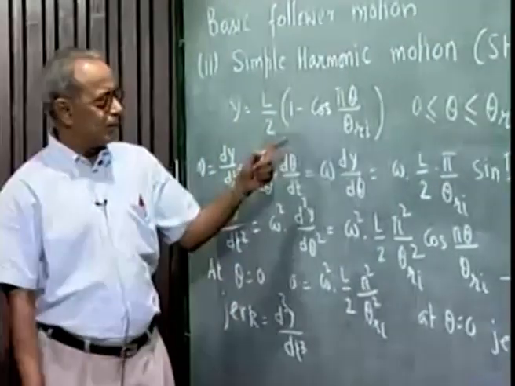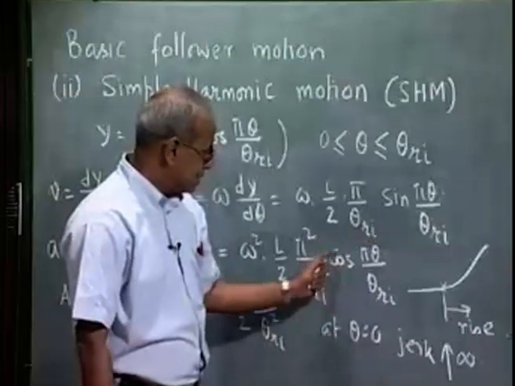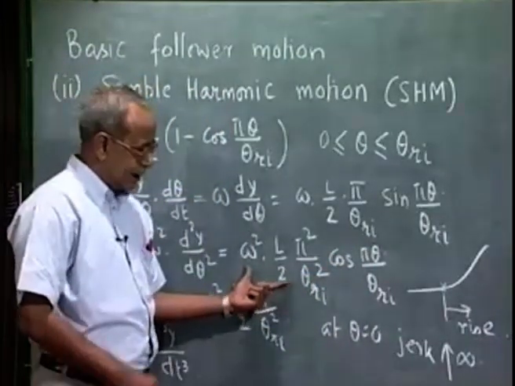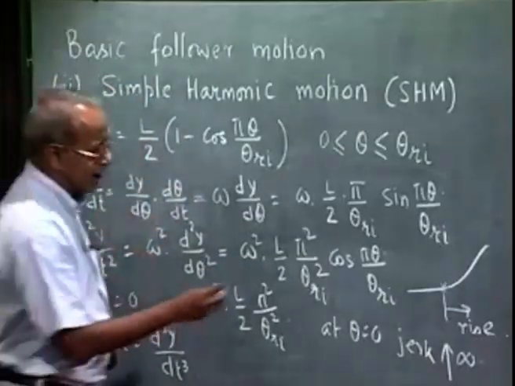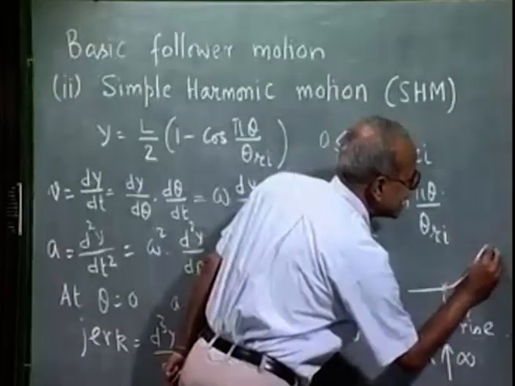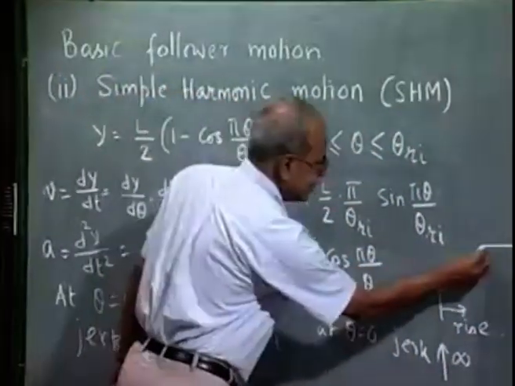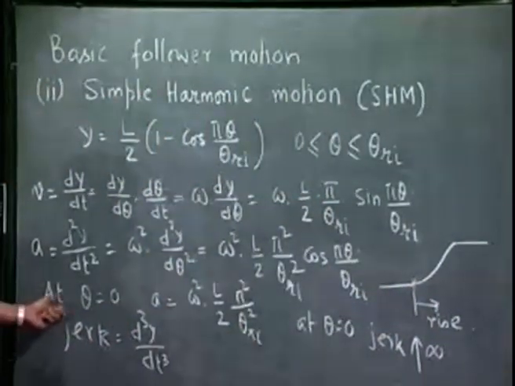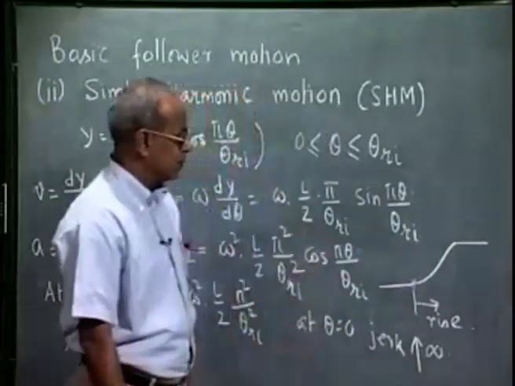And the same problem will happen when theta is theta Ri. When theta is theta Ri, this becomes cos pi, which is minus 1. So, again it has some negative acceleration at theta equal to theta Ri at the end of the rise. But at the end of the rise, again all derivatives go to 0. So, there is a huge amount of change of acceleration, rate of change of acceleration. So, again the jerk goes to a very high value.